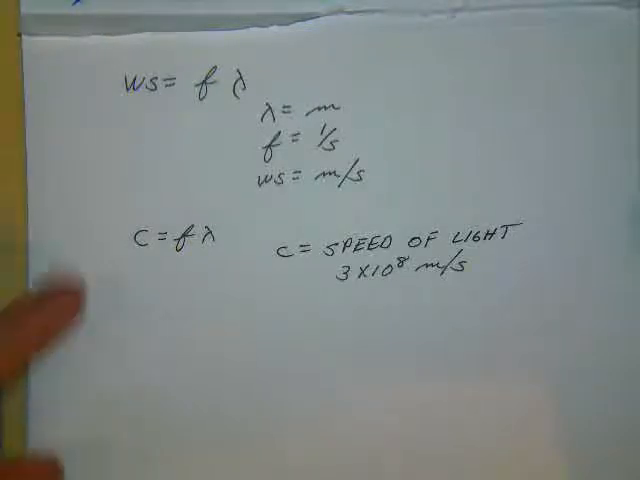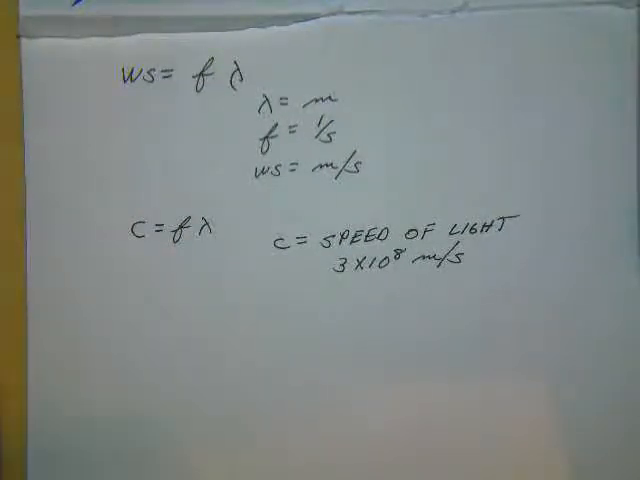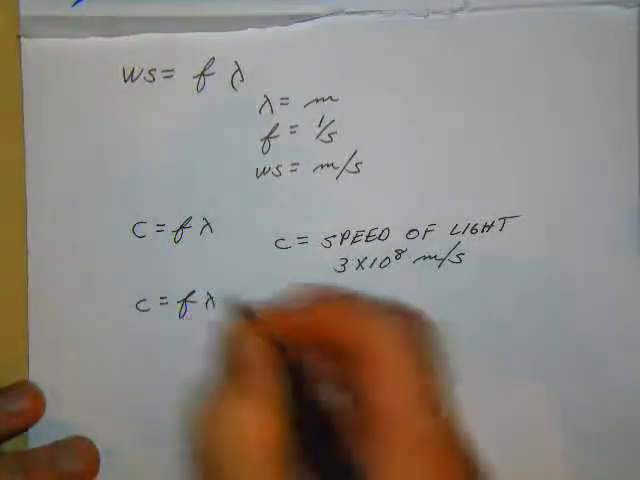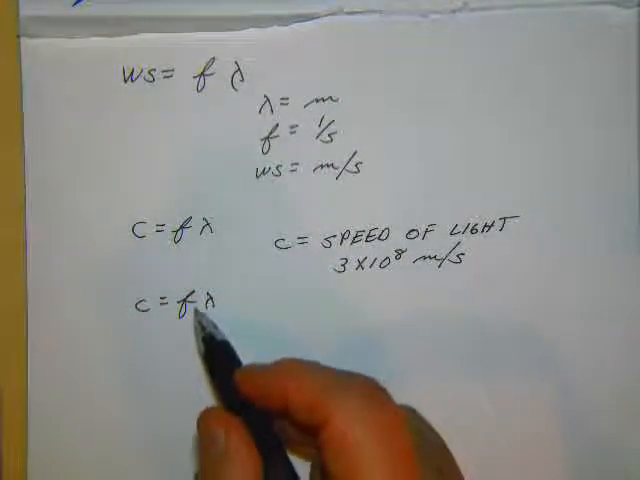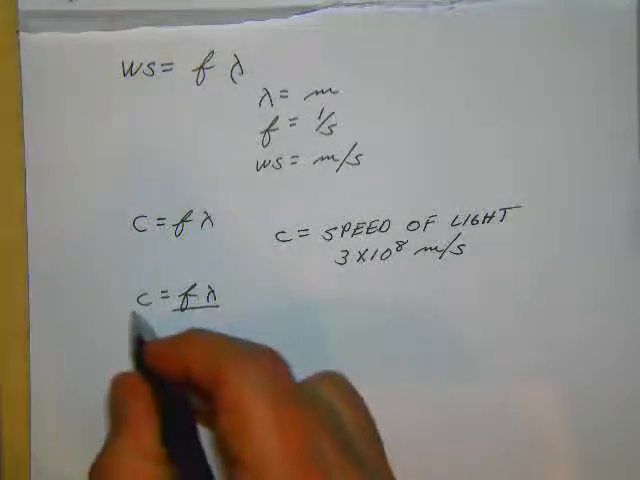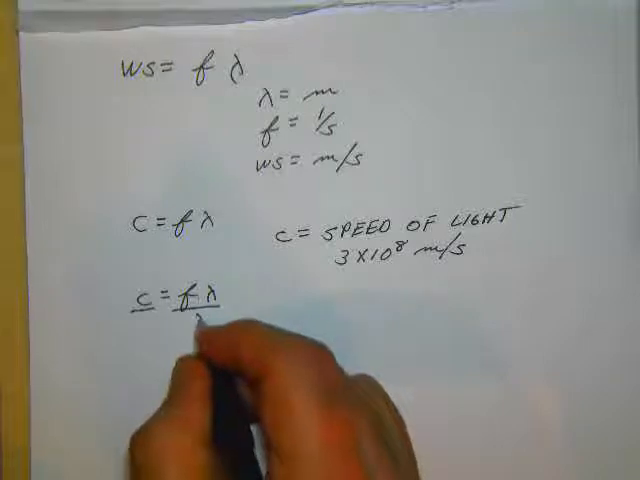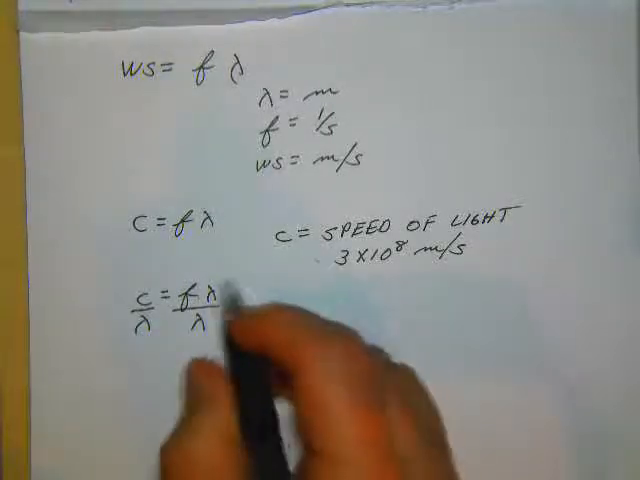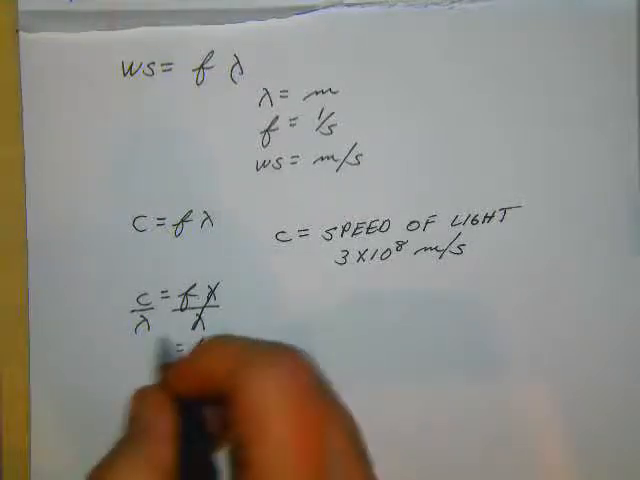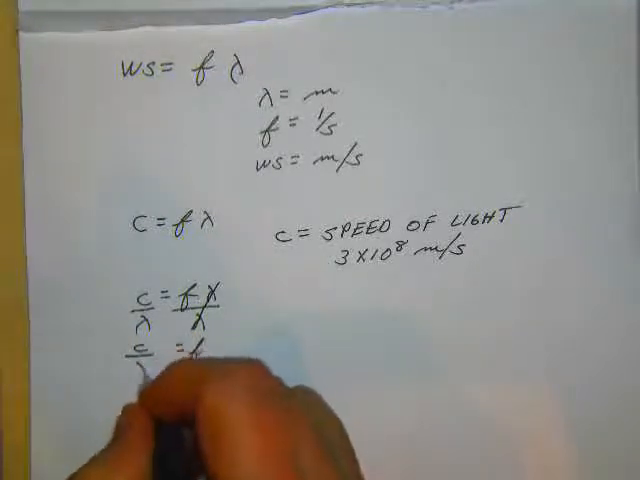Now, if we want to take this formula, and I'll rewrite it here, frequency times wavelength, and let's say we want to solve it for frequency. So we divide each side by wavelength. Well, wavelength cancels out, so frequency equals the speed of light divided by wavelength.